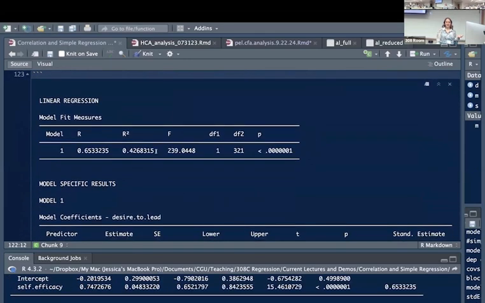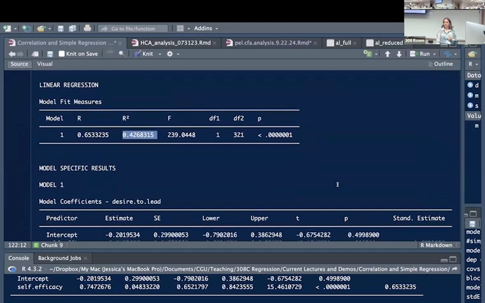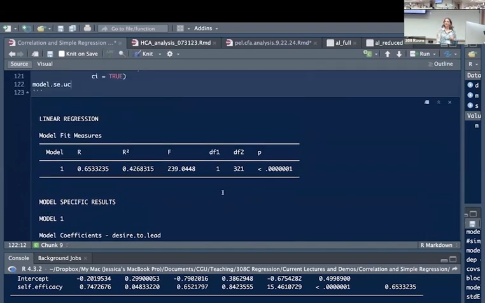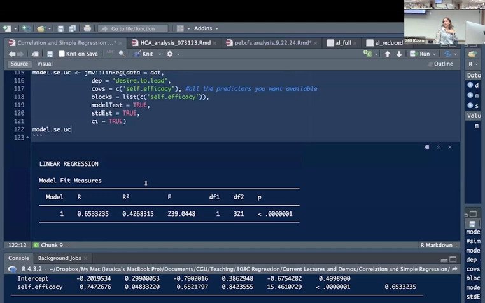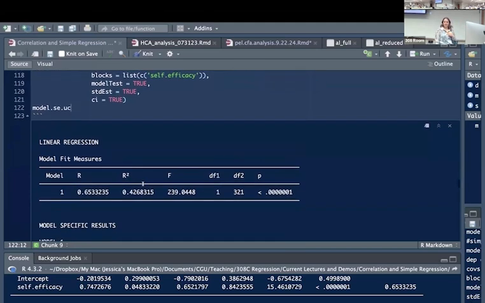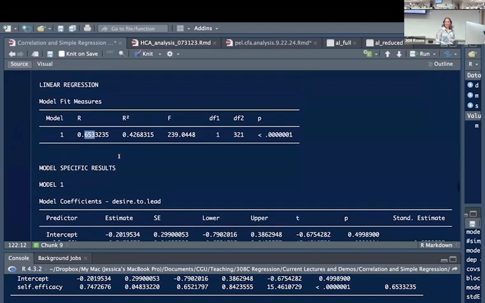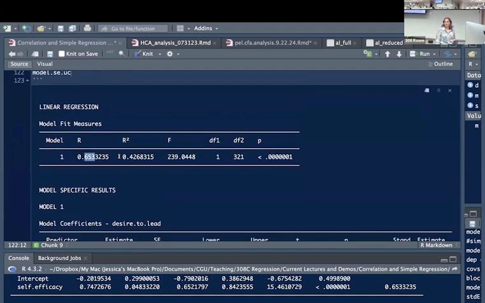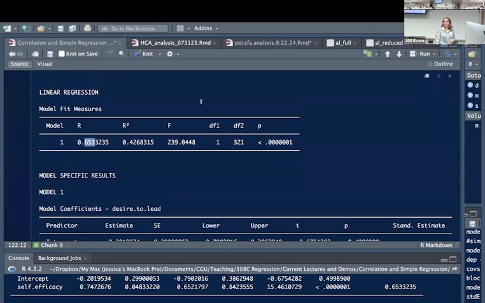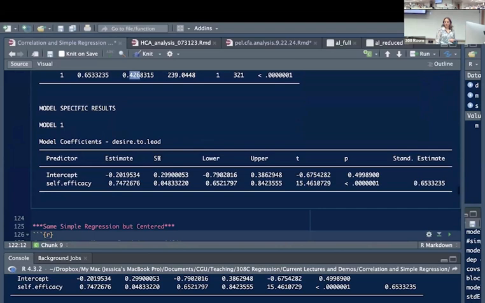So pretty. R squared, what does that mean? 43. We forgot to round over break. Okay. 43% of the variance in desire to lead can be explained by our model, which only has one thing in it, which means it can also be explained by self-efficacy. What is this R gonna be equal to? Correlation. The beta and the Pearson R, the correlation, because it's simple. Good. And beta squared is gonna be equal to what? R squared. Good. Nice.